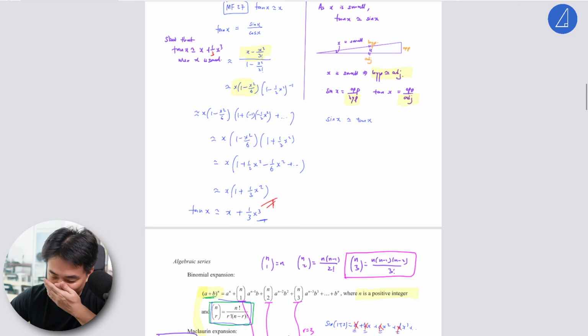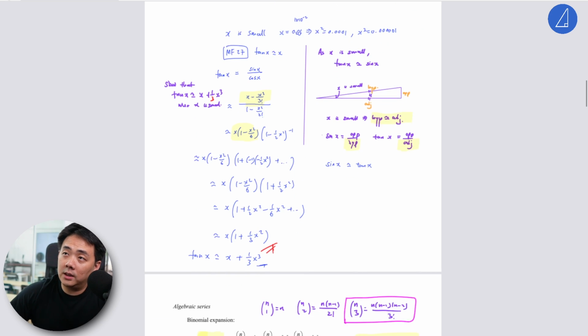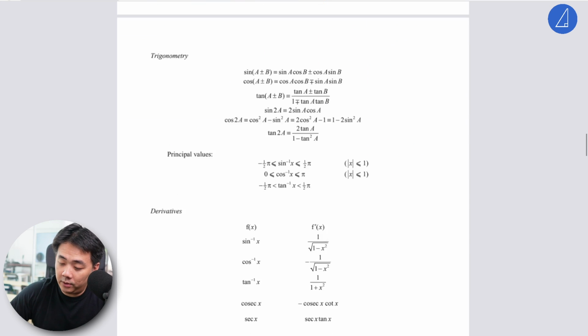Okay, that's how you show it. If a question ever asks, which happens in prelims, they ask you to show tangent x is this, so you just show it. Okay, that's about it. So Maclaurin series is covered.